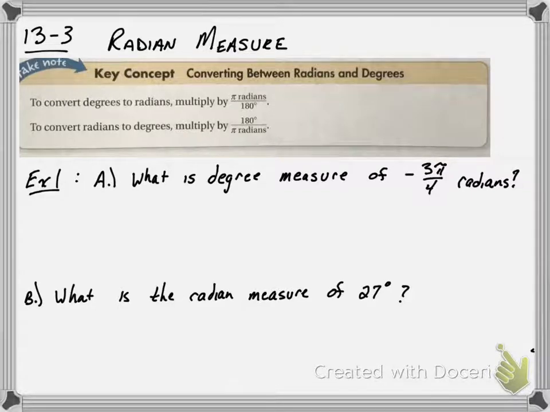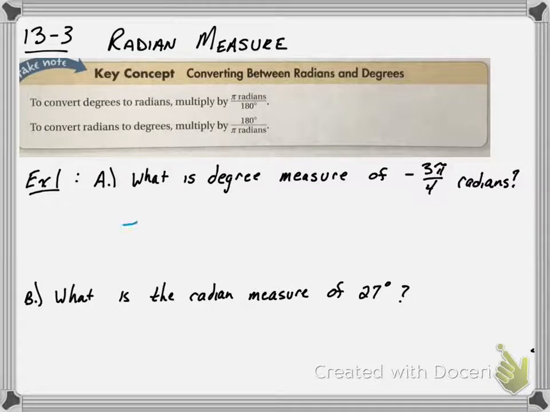So to convert radians to degrees, you multiply by 180 over pi. All you're trying to do is get rid of that pi. That's how I remember it. It's either pi over 180 or 180 over pi. So how can I get rid of the pi or introduce a pi if it's missing it? And that's just how I remember how to do it.